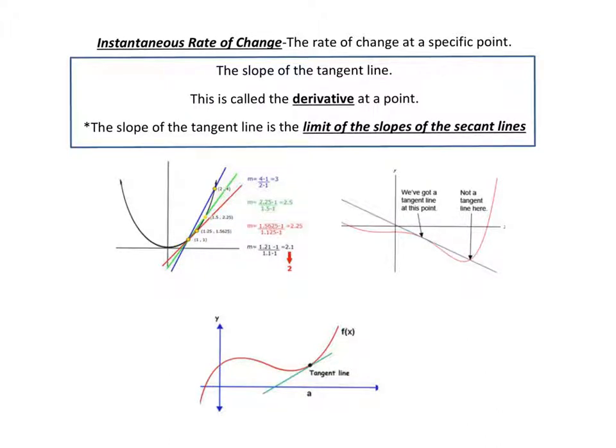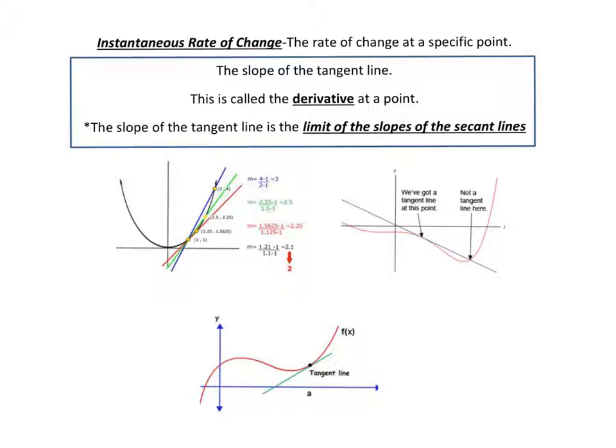Okay, so after examining the slope of the secant line, which corresponds to the average rate of change of a function over an interval, we look for the instantaneous rate of change of a function at a specific point. And in calculus, this is called the derivative. And the derivative is also representative of the slope of the tangent line to a graph at a point.